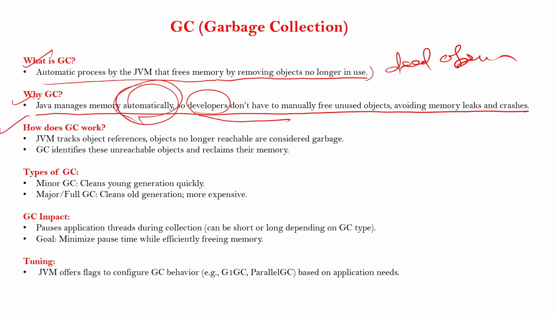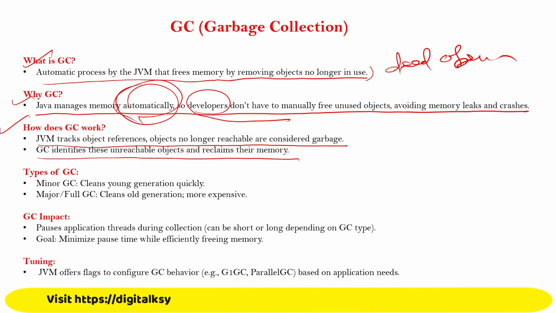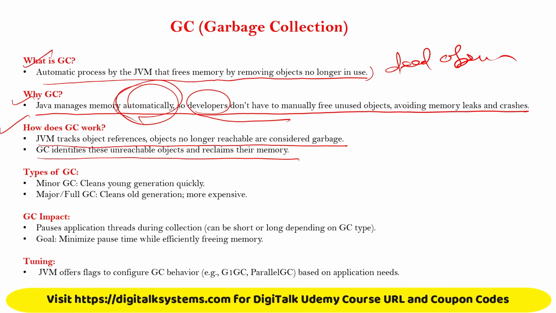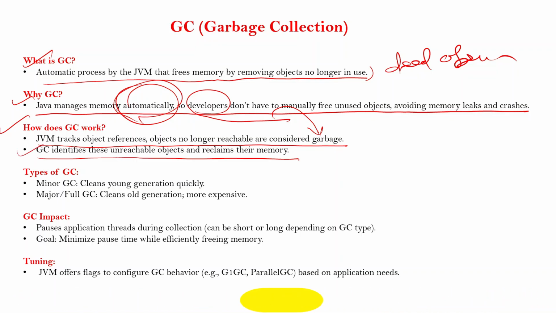How does GC work? The JVM tracks object references. Objects no longer reachable are considered garbage. GC identifies those unreachable objects and reclaims their memory. Because it is an automatic process, the JVM continuously monitors your heap and always looks for objects which are dead or not reachable. If it finds any, it considers them garbage and then removes them from memory.